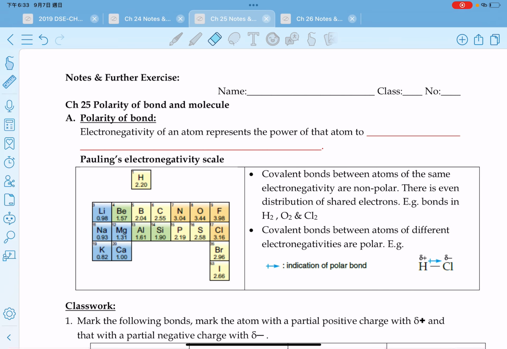For chapter 25, Polarity of Bond and Molecule. Now, there should be a term which is called electronegativity.